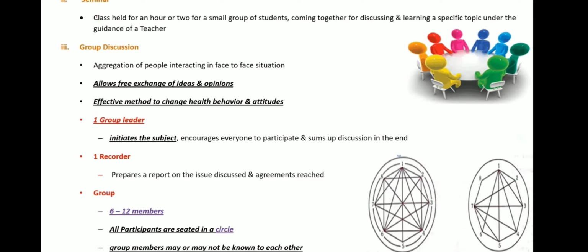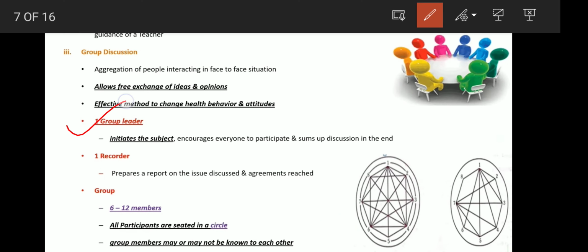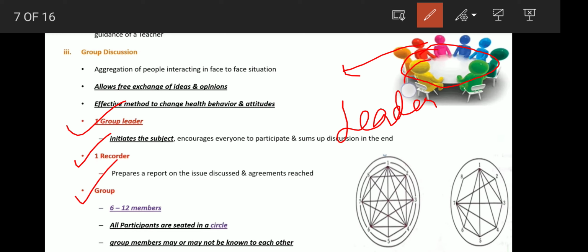The result will be so effective and good that if one individual member would give that point, it wouldn't be that effective. So the group discussion will consist of a group leader, one recorder, and the group. Let us consider red as the leader, one leader, and we have one recorder and the remaining members of the group.